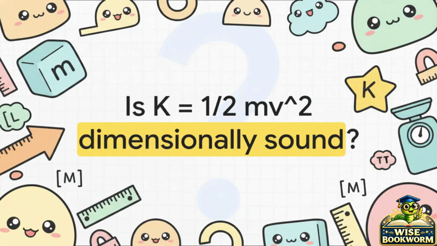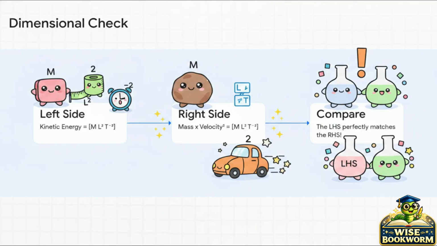Let's actually use this principle to solve a classic physics puzzle. Take a look at the famous formula for kinetic energy. K equals 1/2 mass times velocity squared. Now, is this equation actually dimensionally sound? Well, let's put it to the test. Let's move to this and see exactly how it builds. We're going to put on our dimensional detective hats here.